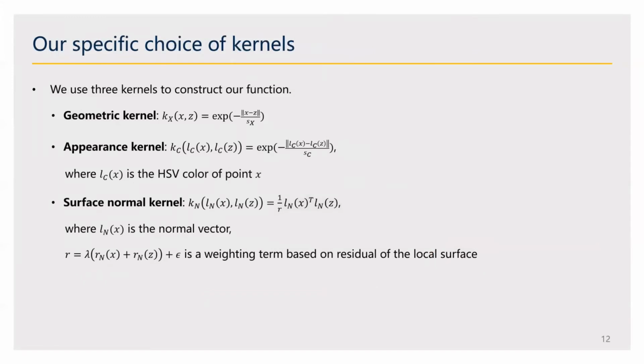Specifically, we designed three kernels in our function construction. The geometric kernel takes the 3D coordinates of a pair of points as input. Closer points generate a larger kernel value. The appearance kernel takes the color of a pair of points as input. Points with closer colors generate a larger kernel value. The surface normal kernel evaluates the consistency between the local surface and the neighborhood area of the two points. The value is large when the local surfaces are smooth and when the normal directions of the pair of points are close.